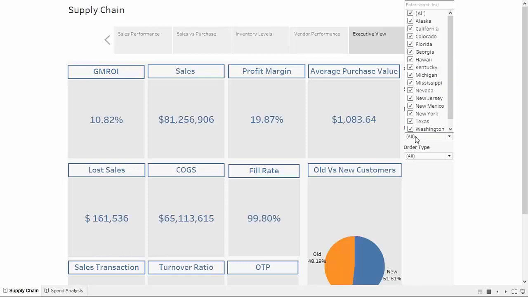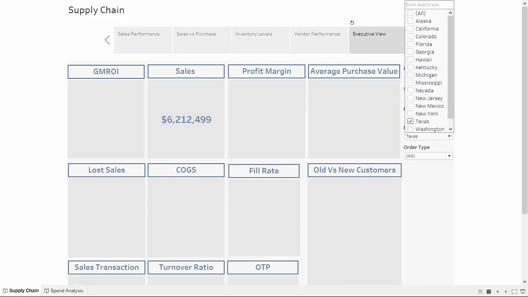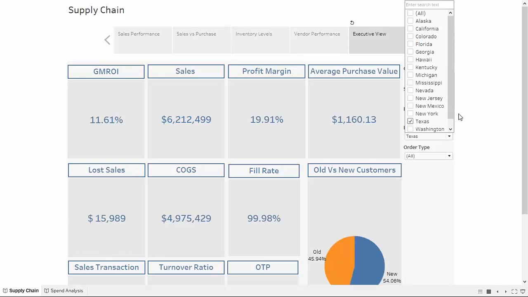Similarly, I can go to a specific location level and see what the KPIs are for that location. For example, in Texas, the profit margin is below 20%, which is a benchmark for me. So I would want to get into the details and ask a few more questions to the team working in Texas to make sure that we meet our profit margin of 20%.